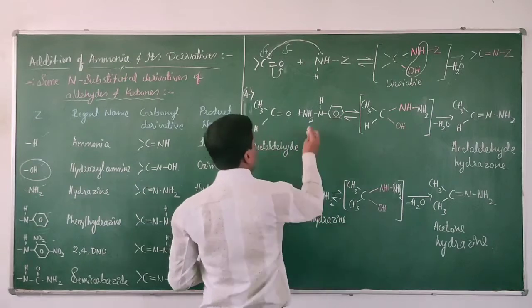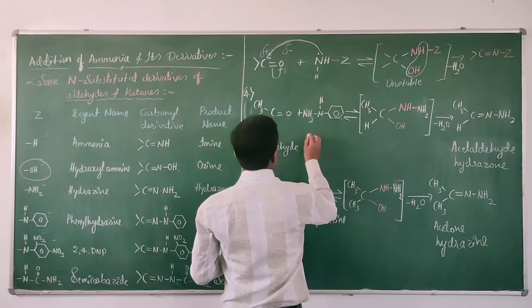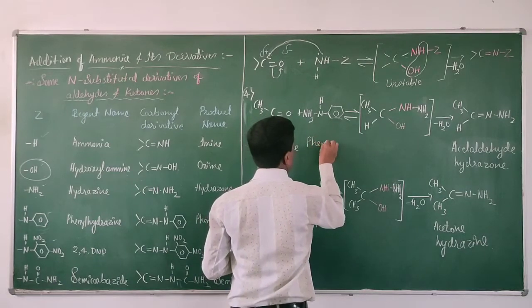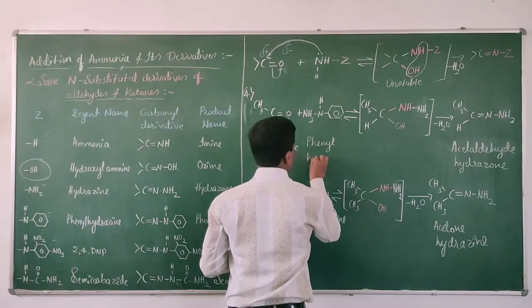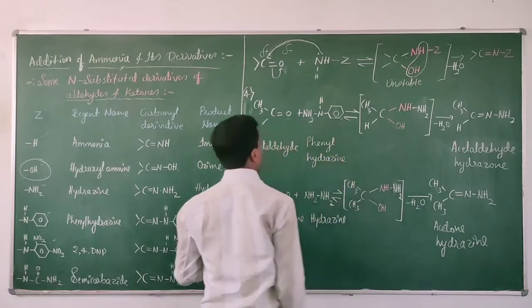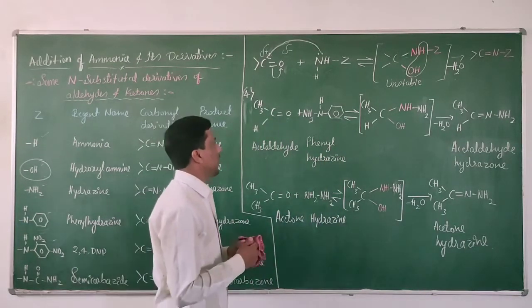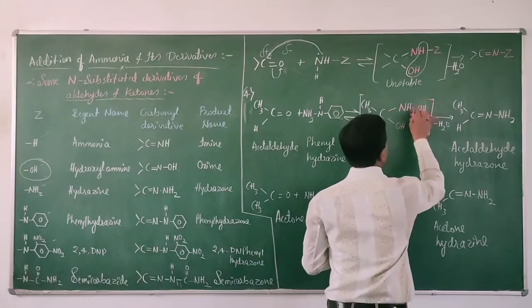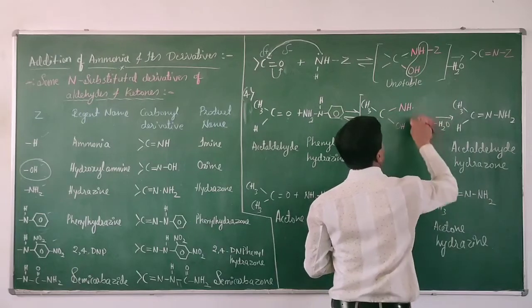Okay, this is now. The name of the compound is phenyl hydrazine. Acetaldehyde reacts with phenyl hydrazine. What happens? Here we should write that species.